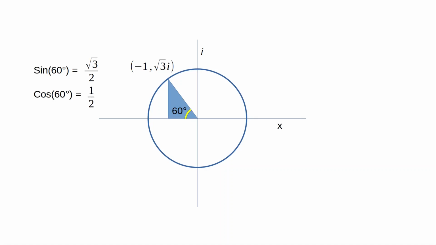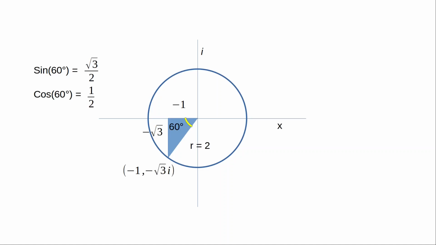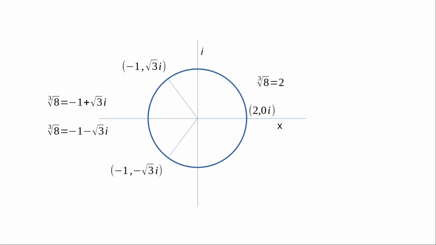And then we flip that triangle down. In other words, we go into 240 degrees, and we use similar logic, but this time both our x and imaginary values are negative. So the point that represents the second complex root of the cube root of 8 becomes -1 - radical 3i. So now we have our 3 points, where each point represents a cube root of 8, and we create those complex cube root values simply by taking the x component and combining it together with the imaginary component.